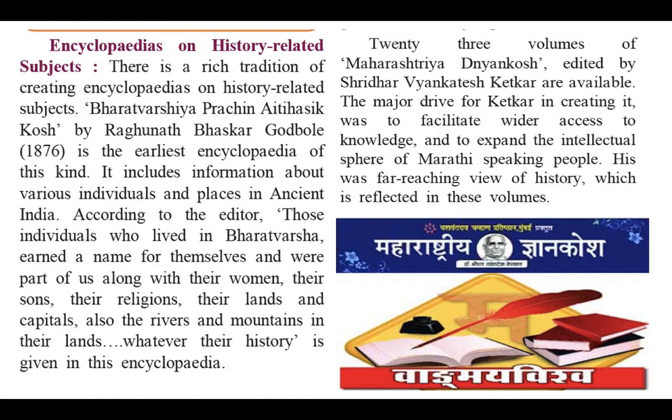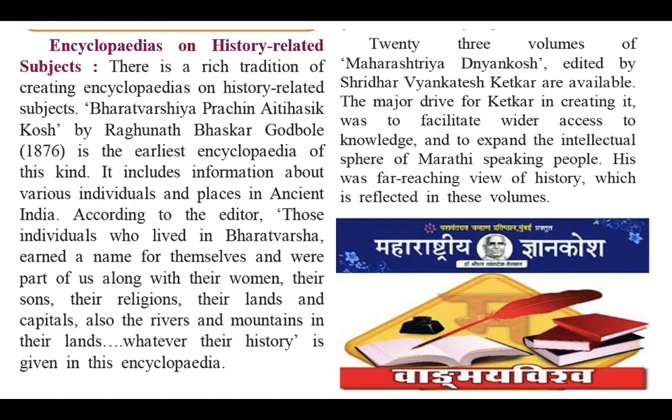It includes information about various individuals and places in ancient India. According to the editor, those individuals who lived in Bharatvarsha, that is the south of the Himalayas, earned a name for themselves and were part of us along with their women, their sons, their religions, their land and capitals, also the rivers and the mountains in their lands. Whatever their history is, it is given in this encyclopedia. So it gives us more and more information about the history of that particular place.